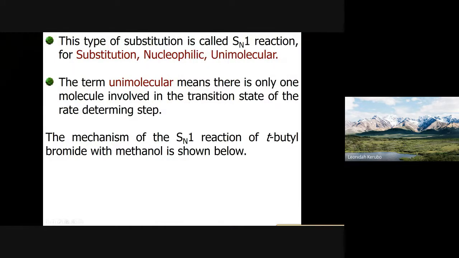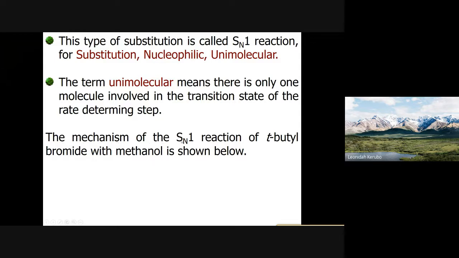So this type of substitution is known as SN1 reaction for substitution, nucleophilic, and unimolecular, and it's because the rate is dependent on the concentration of only the alkyl halide and not the nucleophile. But for SN2, the rate is dependent on the concentration of the nucleophile plus the alkyl halide, which is the substrate. So generally, SN2 reaction rates are dependent on the concentration of the substrate and also the nucleophile. The term unimolecular means that there is only one molecule involved in the transition state of the rate determining step. We will see that later.